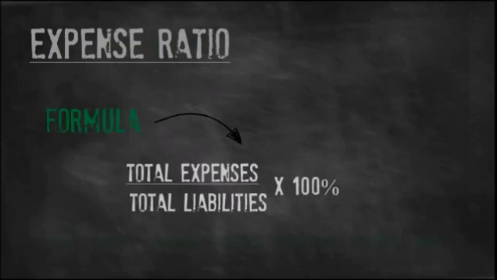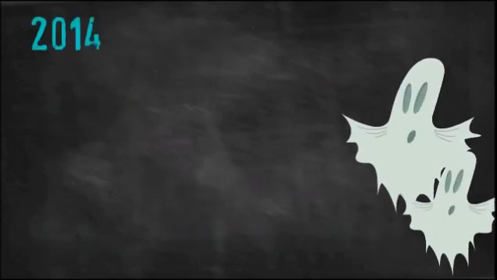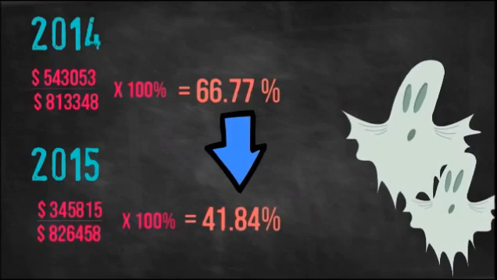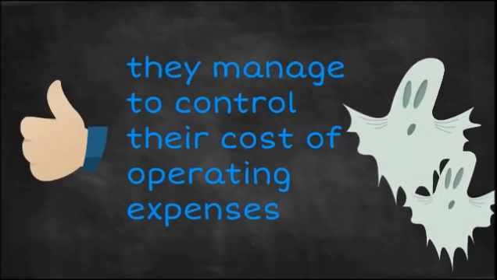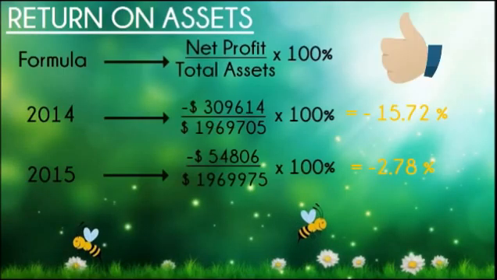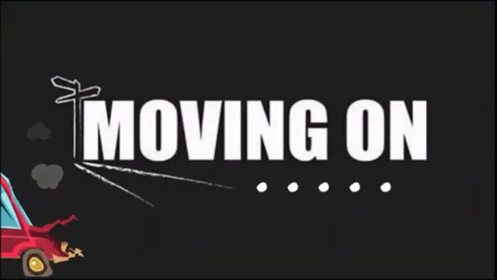Next, we have expense ratio. The formula is total expenses divided by total liabilities times 100%. The calculation of their expenses ratio shows that there is a decrease. This is an improvement because they managed to control their cost of operating expenses. The return on assets has improved but still in a negative position. Now, moving on.